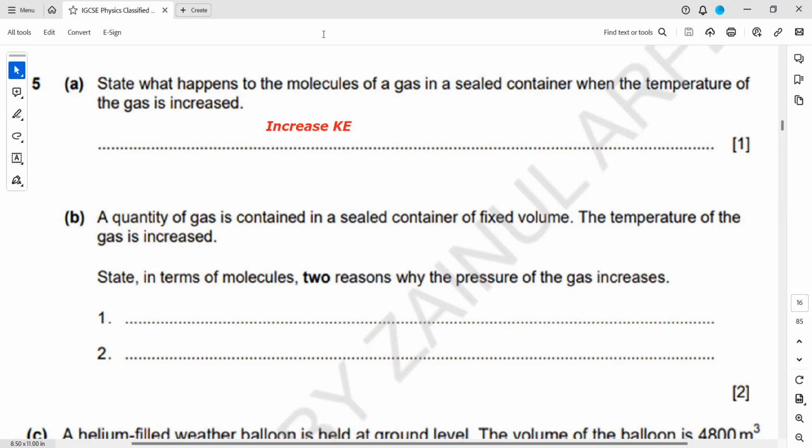A quantity of gas is contained in a sealed container with a fixed volume. So volume is not changing. The temperature of the gas increases. State in terms of molecules two reasons why the pressure of the gas increases. We have a sealed container. When we say sealed container, volume cannot change. Why does the pressure increase?